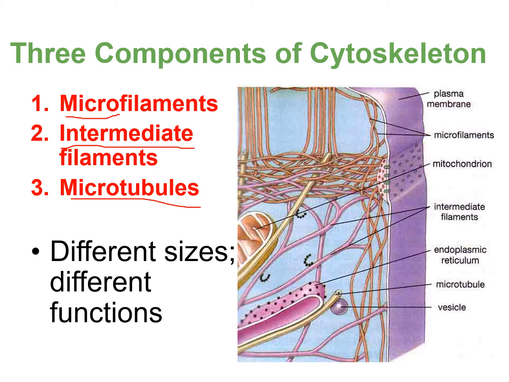I like to make the joke, think Goldilocks and the 3 bears. Too hot, too cold, just right. Too small, too big, just right. Microfilaments are the smallest, thinnest. Microtubules, big tubes. They're the biggest. And then there's the in-between, the intermediates. Different size, different composition, different function.